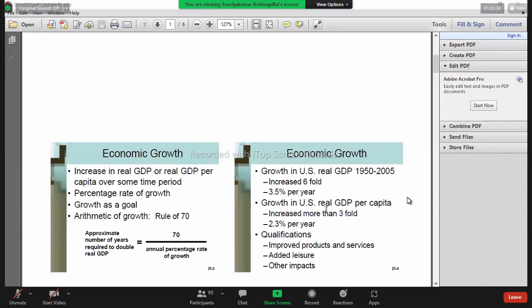So, improved product quality and services, and other impacts, are not captured. Only GDP will not measure human well-being. So I think I can stop here.